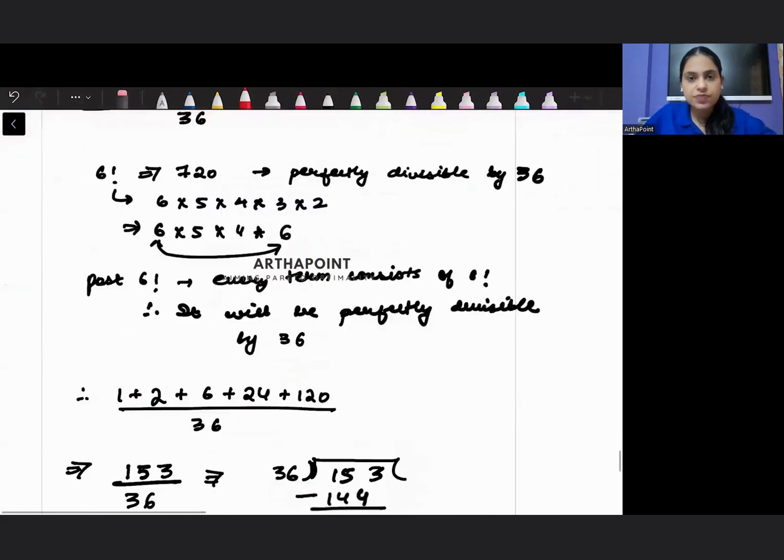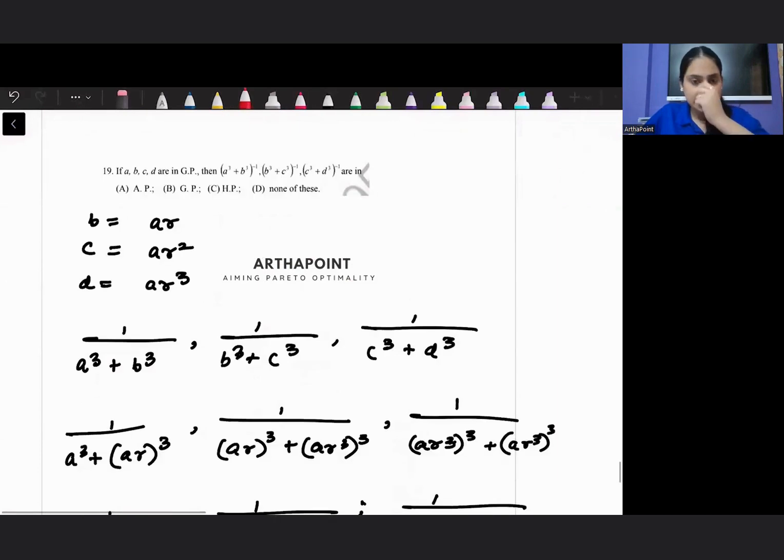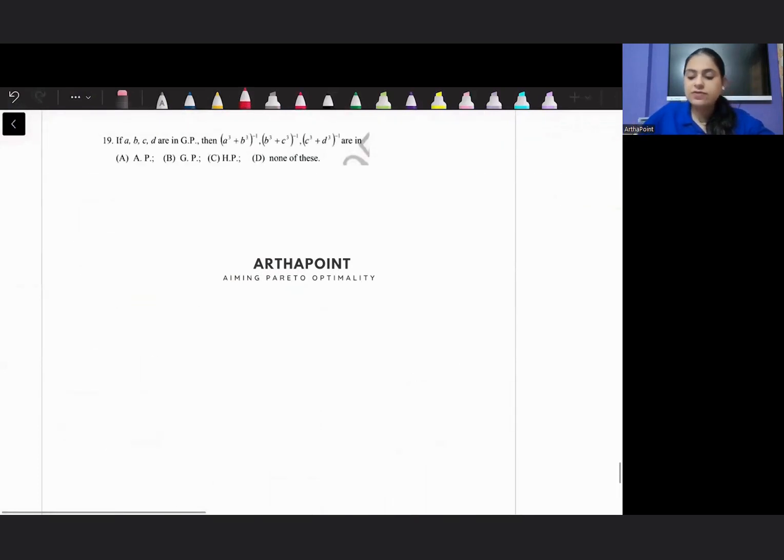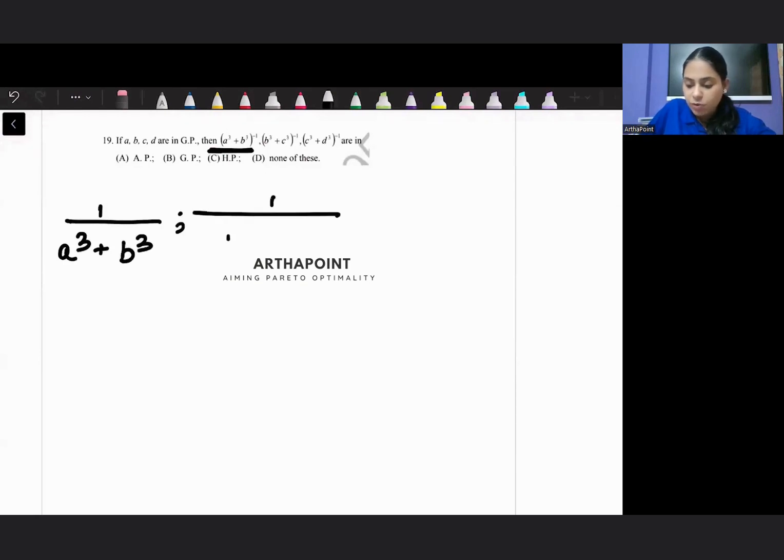Am I clear with it? Okay, come to the next question. It says A, B, C are in AP, sorry, are in GP. Then what happens to A cube plus B cube, so just try to open this up, to the power minus 1 is given. So this will be 1 upon A cube plus B cube, comma, 1 upon B cube plus C cube, comma, 1 upon C cube plus D cube.